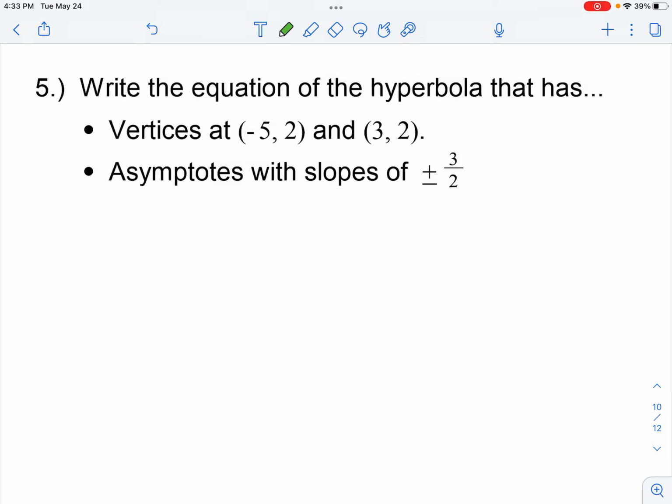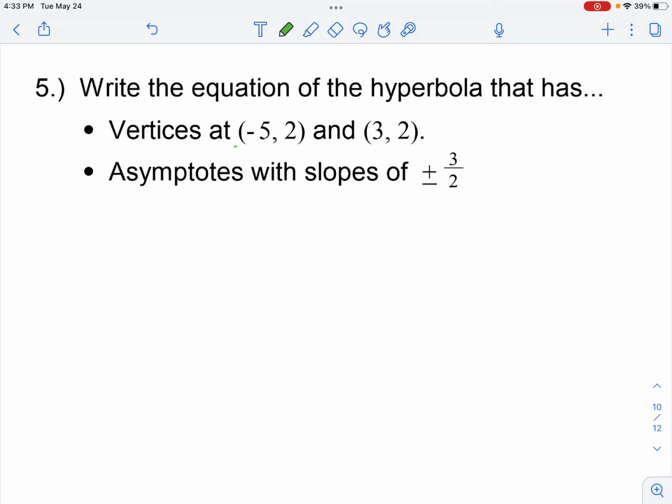In example number 5, we're not going to graph anything, but instead we're going to write an equation of a hyperbola, and it has these two pieces of information. 1, the vertices are at negative 5, 2, and 3, 2. Those are the vertices, so we can use that to figure out the value of a and also the center. And then we know the asymptotes are going to have a slope of plus or minus 3/2. So we're going to use that piece of information as well.